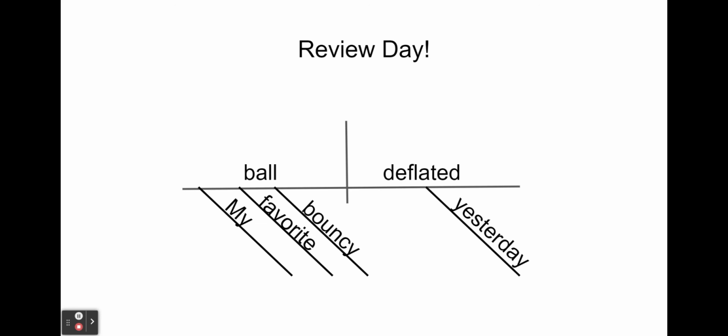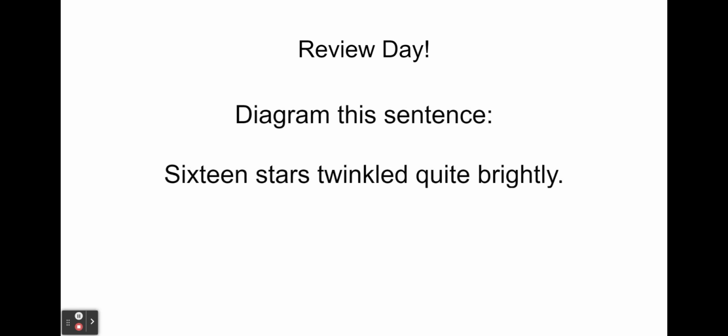Let's try another one. Diagram this sentence. 16 stars twinkled quite brightly. Press pause while you're working. All right. Prudent students have paused and have diagrammed and are now ready to check. 16 stars twinkled quite brightly.